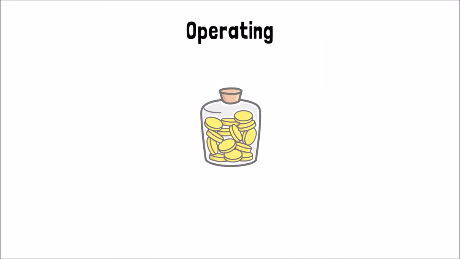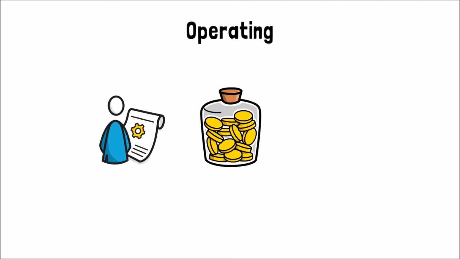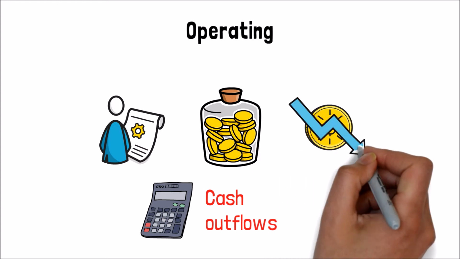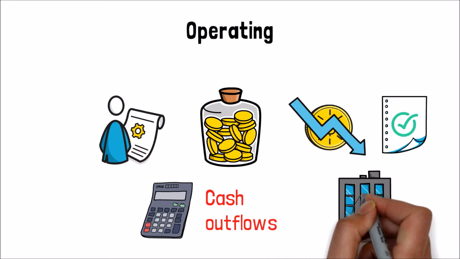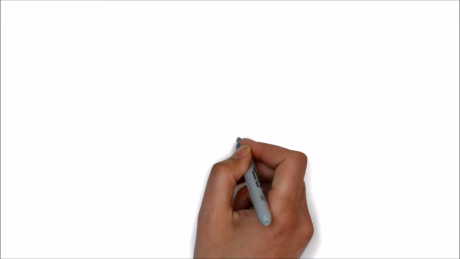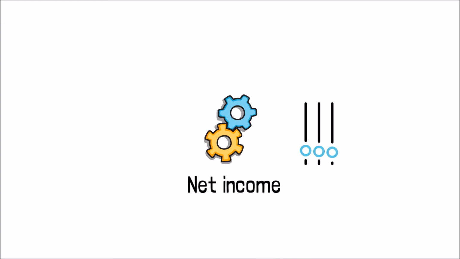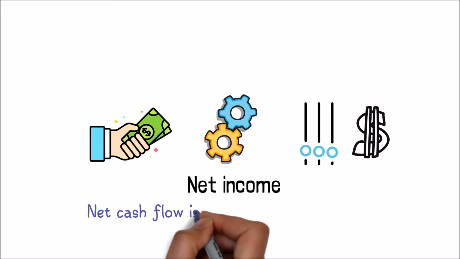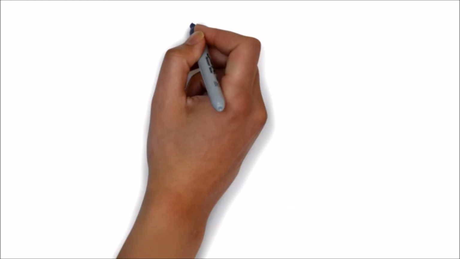Operating. It's defined as the amount of money generated by operations, or the operational section, to calculate cash outflows. Negative operational cash flow could be shown on the income statement, even if your firm generates net income. The operating section starts with net income and then makes a series of adjustments for revenue and expense items that use more or less cash than anticipated. Net cash flow is the difference between the adjustments plus net income.